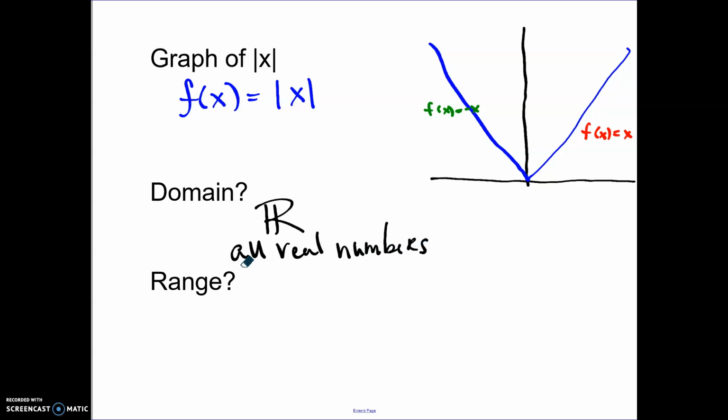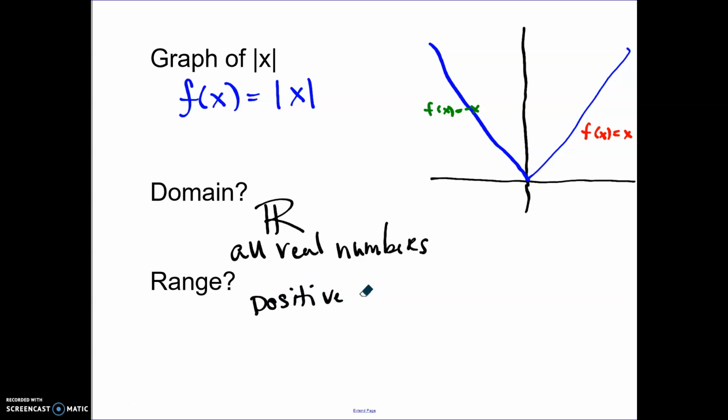The range, though, is different. The range is what I get out. And if you look at this function, I can put in any number I want, but all of my answers, all the results, everything I get out, it's always positive. So the range is positive numbers.